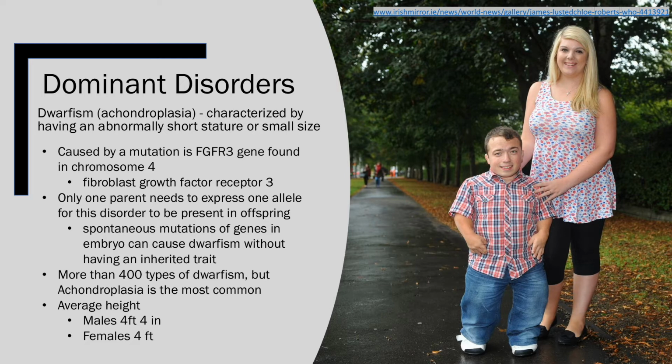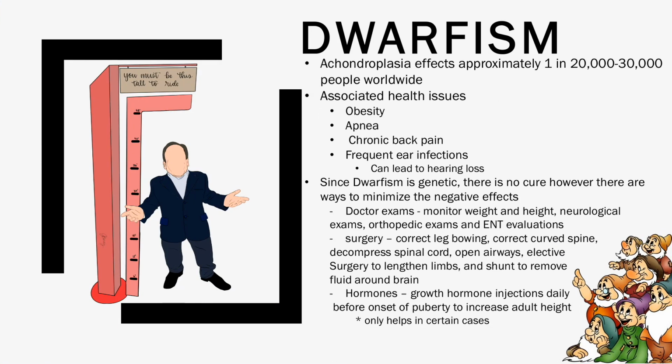This form of dwarfism is characterized by having abnormally short stature and small size. The average height for men is 4'4" and for women is 4 feet. Since this disorder also causes abnormal bone growth, it is common to see a person have short arms, short legs, and short fingers. Achondroplasia affects approximately 1 in 20,000 to 30,000 people worldwide. Achondroplasia can usually be detected during pregnancy in the 3rd trimester via ultrasound.